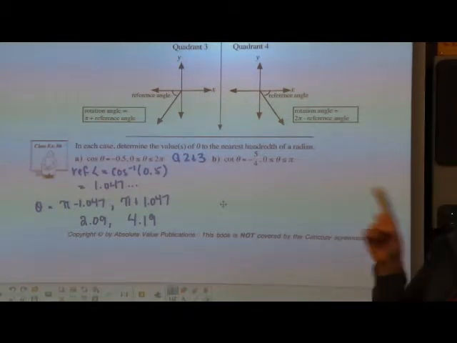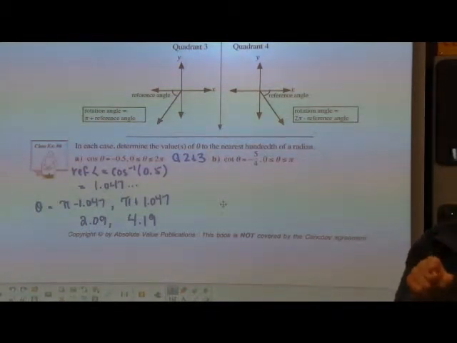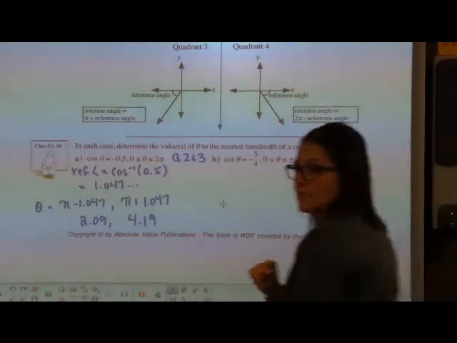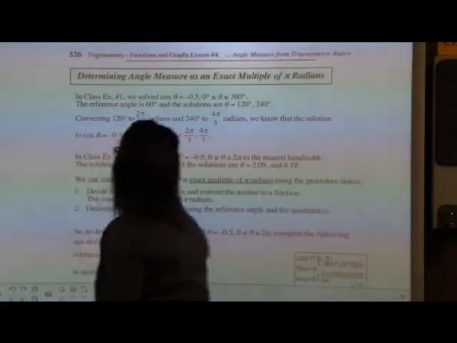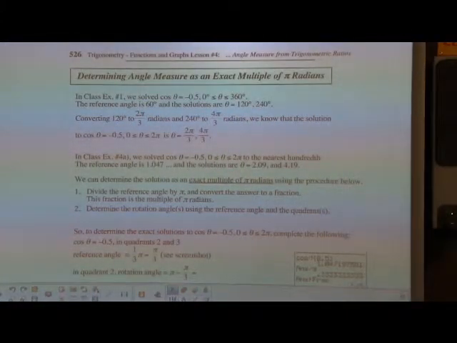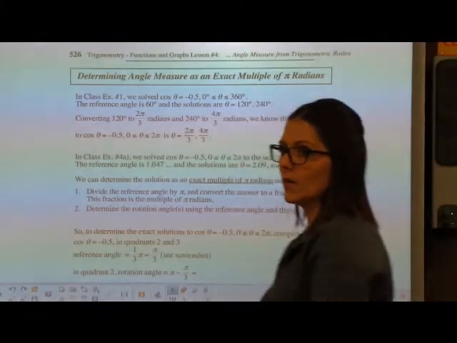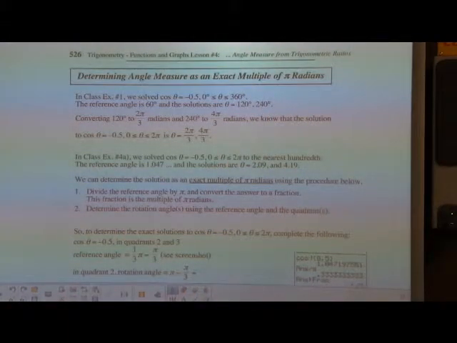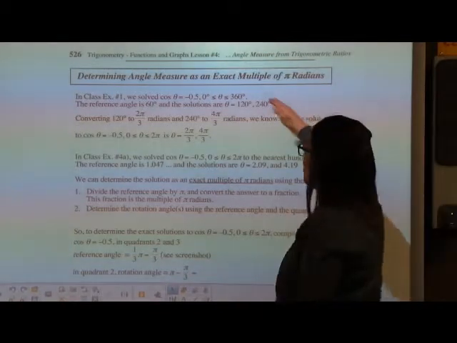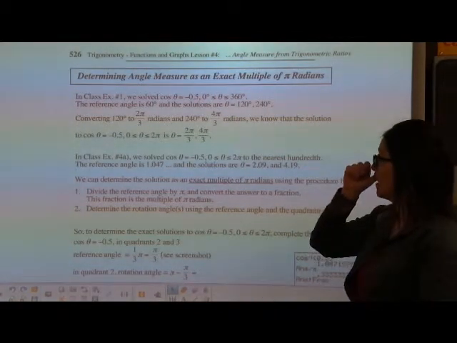I'm going to go back to B. I want to quickly try to show you how to do the exact values before you have to leave. We're going to trick the calculator into expressing things in radian mode. This goes through how you can use your calculator to do that.